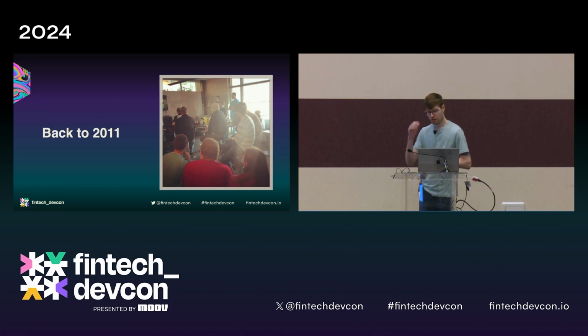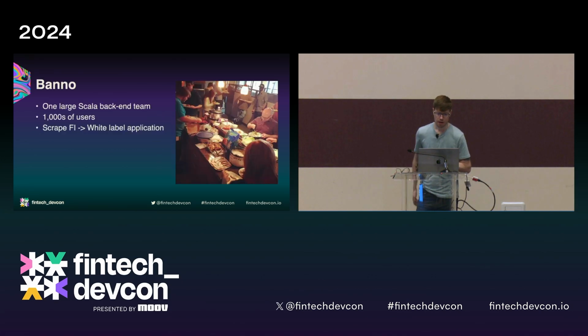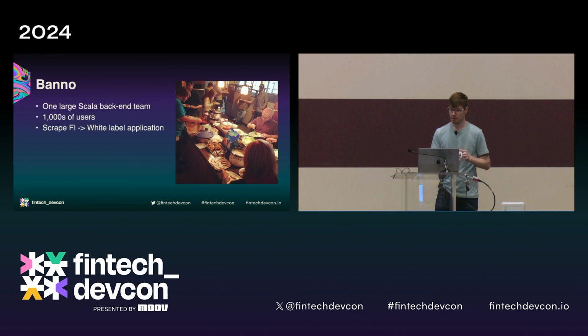So first, I'd like to go back to 2011, which is the time of Banno, and kind of where all this code started. So we were one really large Scala backend team. And by really large, I mean about 10 to 15 of us. And we had thousands of users. And our application was pretty simple. We wrote web scrapers over all of your favorite FIs, put them in a white label app, and then sold it to someone else.